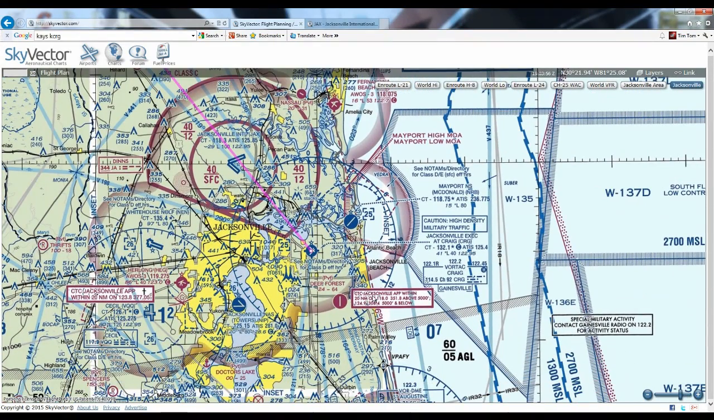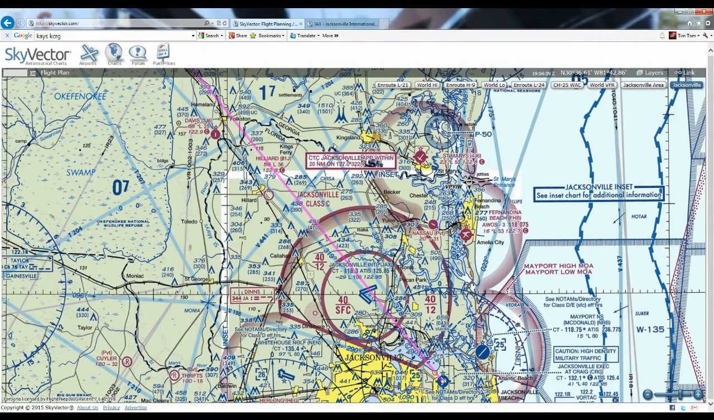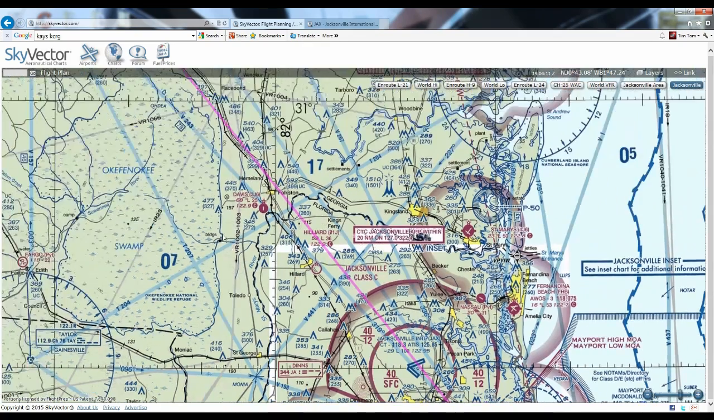And down here it gets a bit bigger, where they say 118.0 above 5,000 and 124.9 5,000 and below. So it's altitude dependent here who you talk to. But over here and over here it's not. They just want you any altitude within 20 miles.